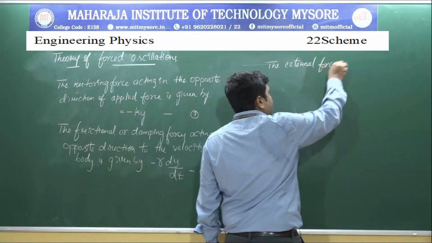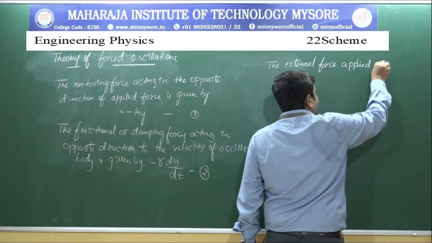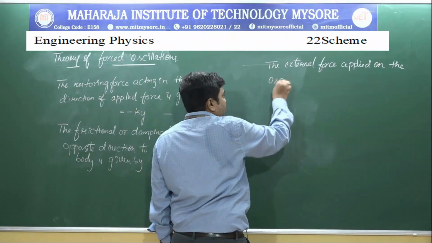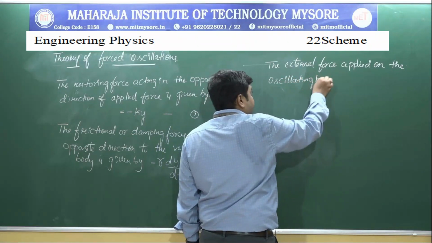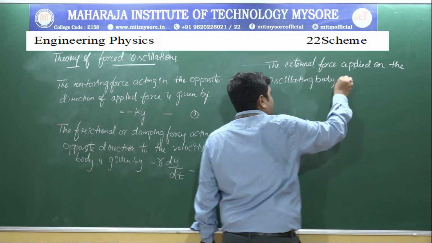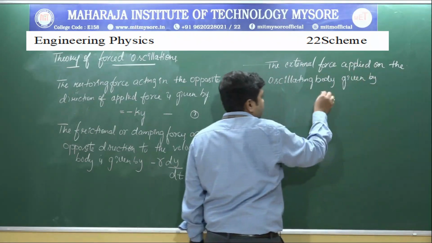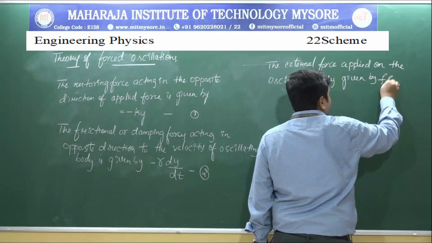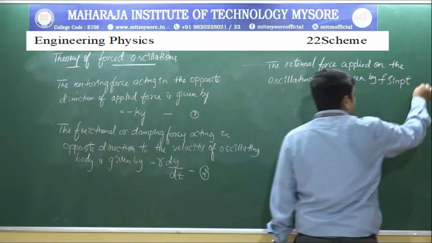The external force applied on the oscillating body is given by F sin pt.